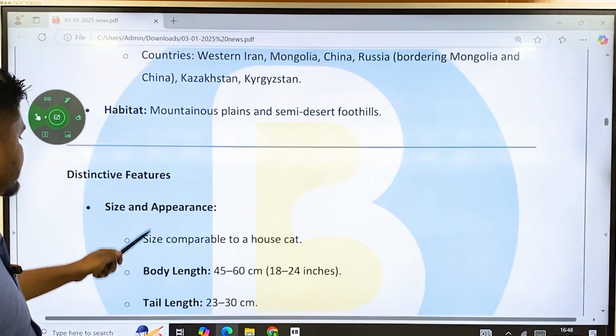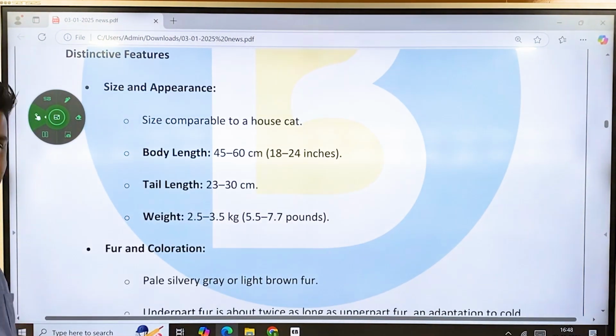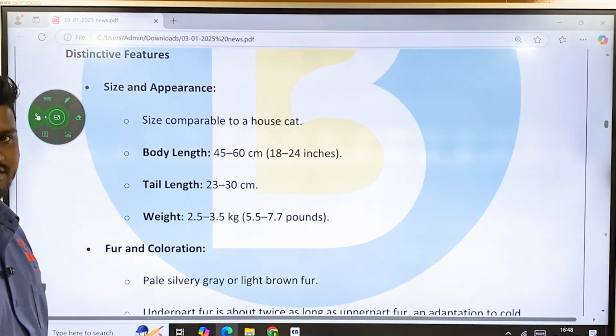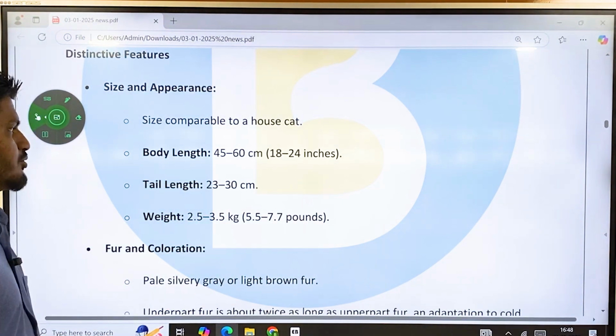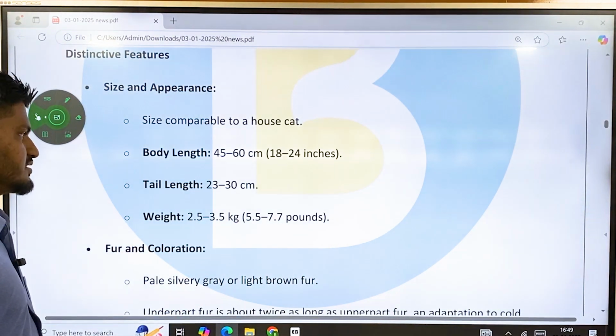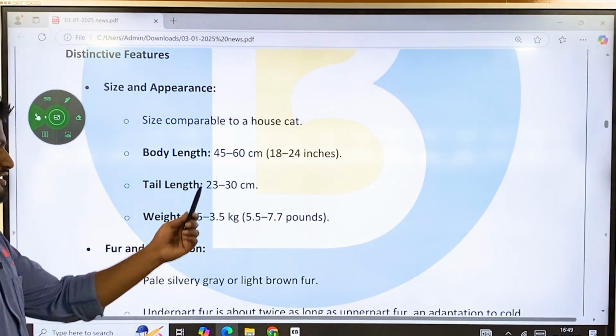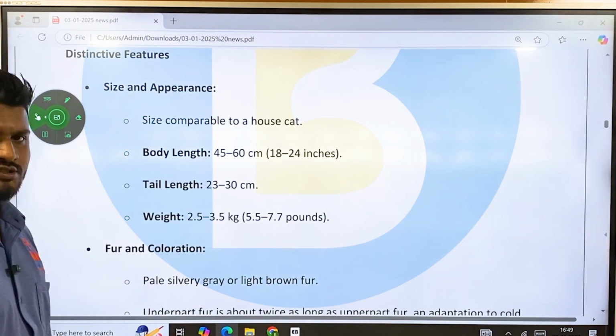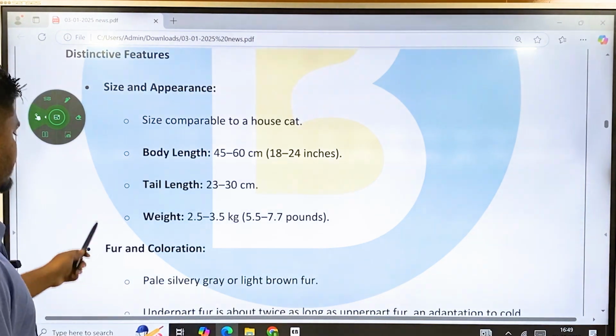And what are the distinctive features? Size is comparable to a house cat. It is so small that it is similar to a house cat. Body length is about 45 to 60 centimeters, very small, and tail length is 25 to 30 centimeters, almost the same as the body length, and weight is just 2.5 to 3.5 kg.